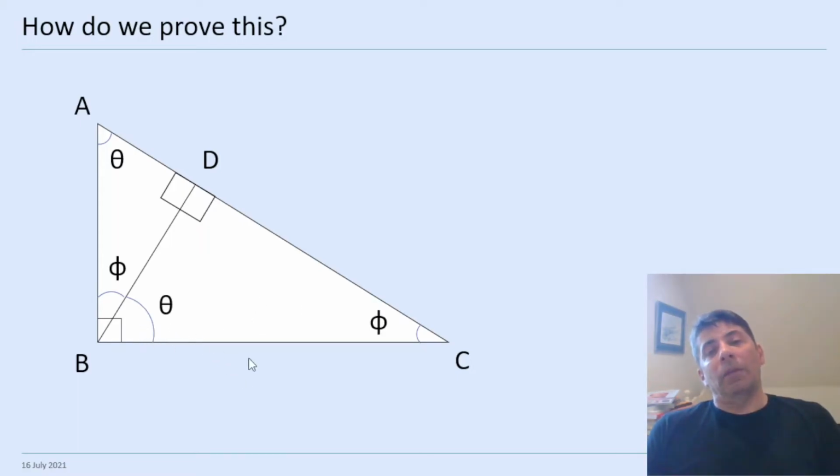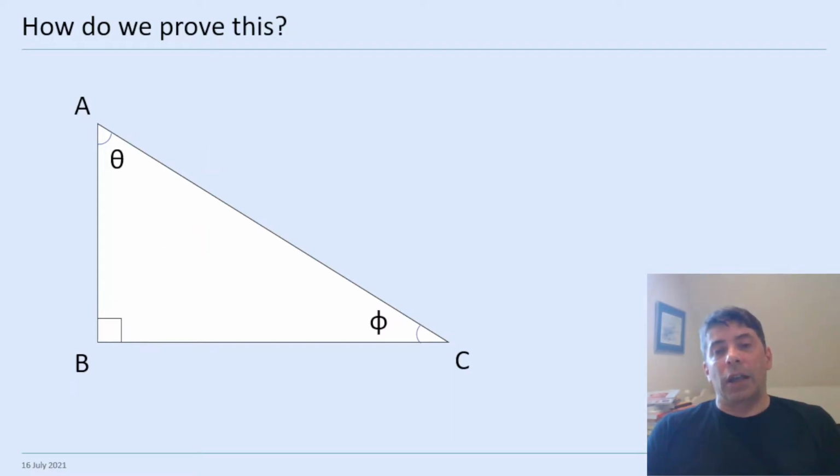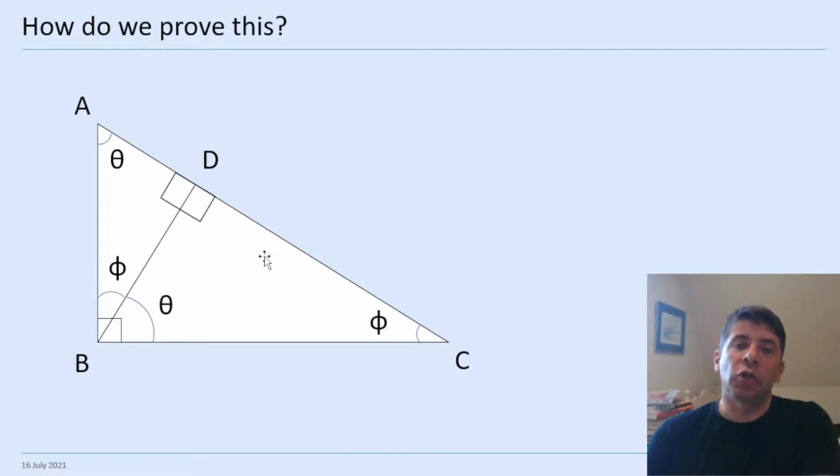Well, here's what I've done. Firstly, I've taken a triangle ABC and I've called the angles theta and phi. Now there's no need to worry about what these are called. They can be called anything, but theta and phi are good names because we often label an angle with theta or with phi. Then what I've done is dropped a perpendicular. So I've drawn a line from the vertex B to the hypotenuse, and it's a perpendicular. So there's two right angles on either side where it meets the hypotenuse.